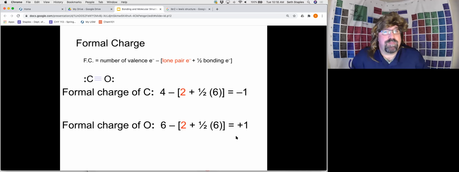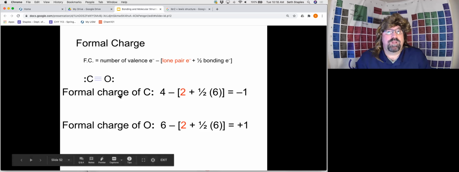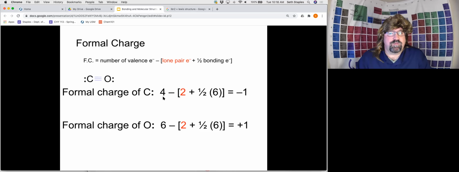Here we have carbon monoxide. I'd recommend actually pausing the video and drawing the Lewis structure yourself. Make sure you can come up with the same structure for carbon monoxide, CO. But now we look at our formal charges and we see that carbon, again, comes with 4 valence electrons. We subtract the 2 lone pair electrons. It has 6 bonding electrons around it. Half of that is 3. 4 minus 3 gives a formal charge of -1 on carbon.